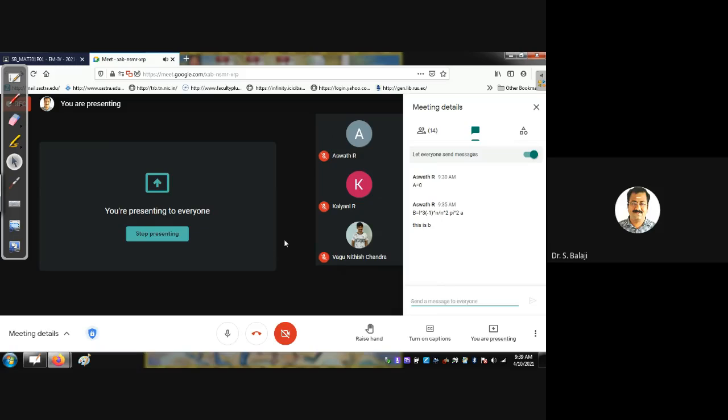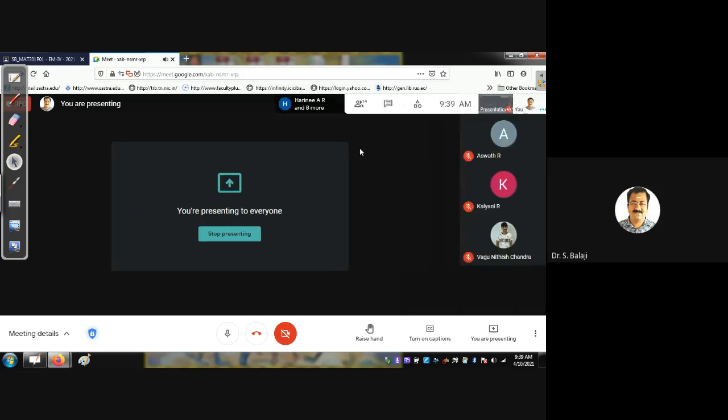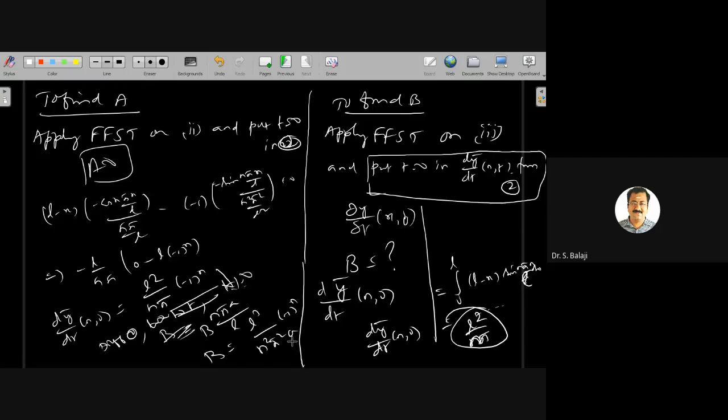Then you can take the inverse finite Fourier sine transform concept. L cube by n square pi square into minus 1 whole power n. Yes, very good. This will be your answer. Okay.